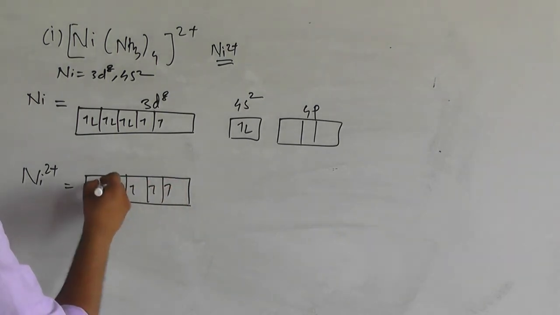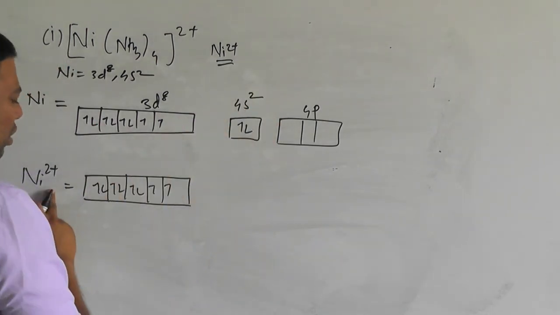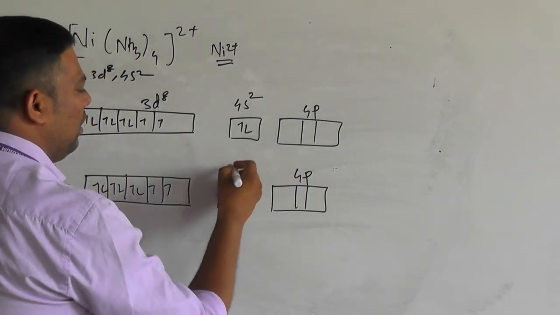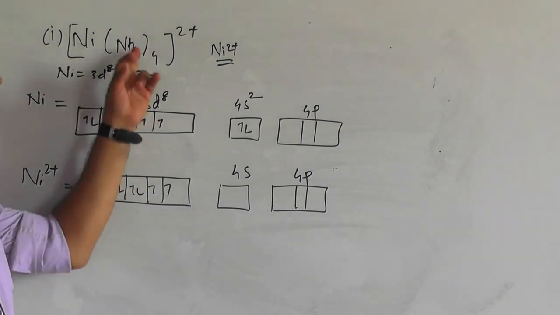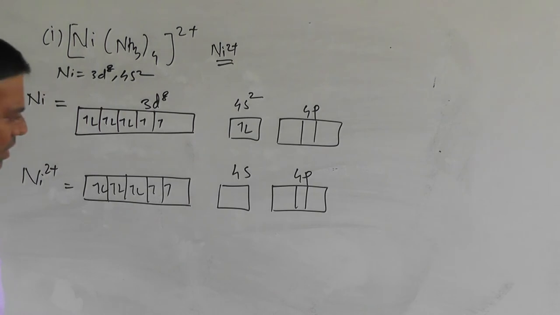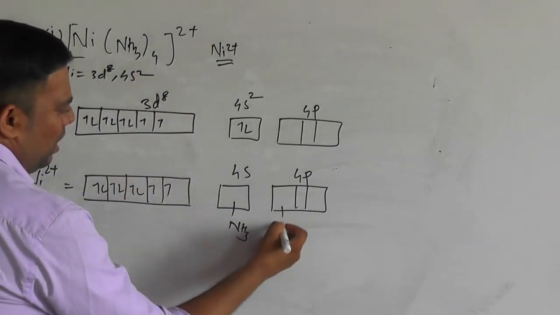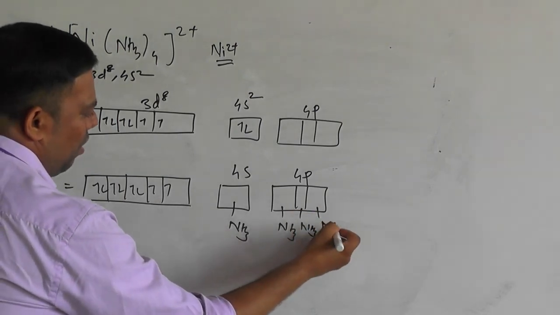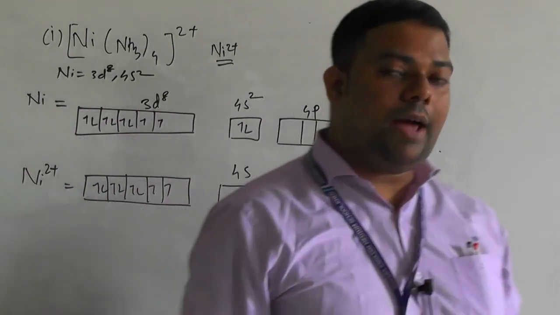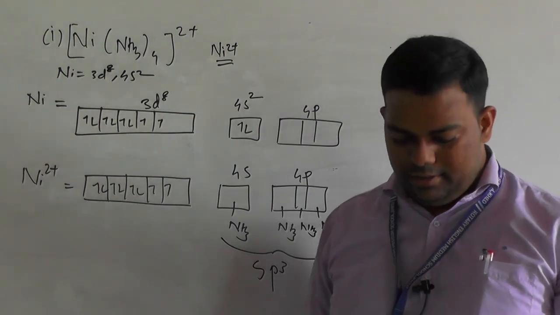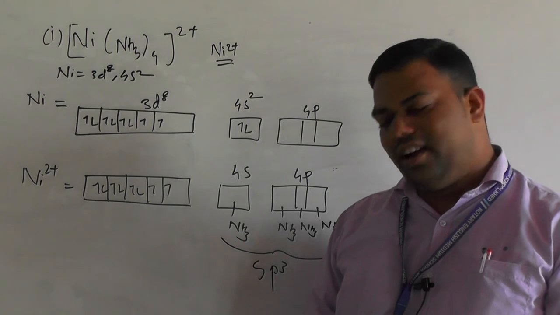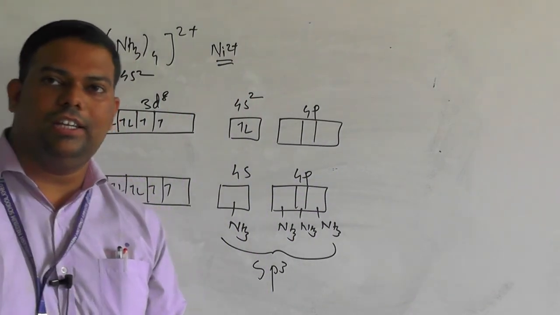1, 2, 3, 4, 5, 6, 7, 8. These two electrons will go out because of this +2 charge. So now your 4p is also empty. Now as you know, these are weak field ligands, so there is no tendency to pair up. You will simply get a total of 4: one ammonia, ammonia, ammonia, and here also ammonia. Together you will get sp3 hybridization. For sp3 hybridization, the geometry is tetrahedral. You can calculate the magnetic behavior, the magnetic moment. Okay, understood this example of Ni(NH3)4 2+.